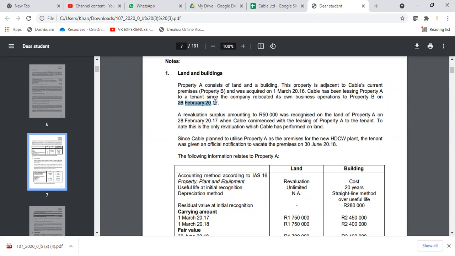Remember the key issue with investment property: what makes an asset investment property? Number 1, it is a fixed structure like land and buildings. Number 2, it is held to earn rental income, or it is held to obtain capital appreciation. Okay, so if you're holding a fixed structure to earn rental income, or for capital appreciation, then it is investment property.